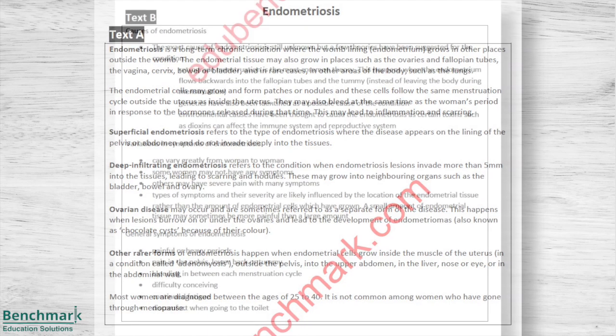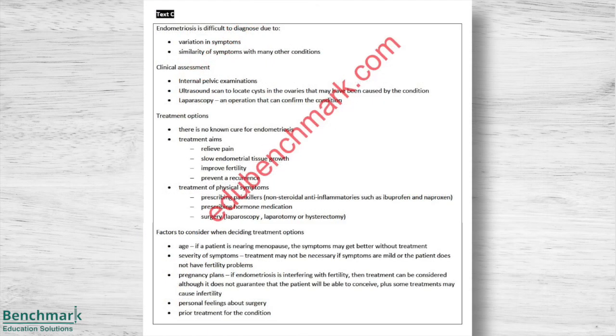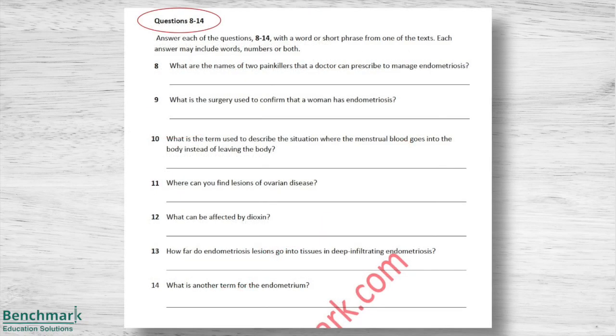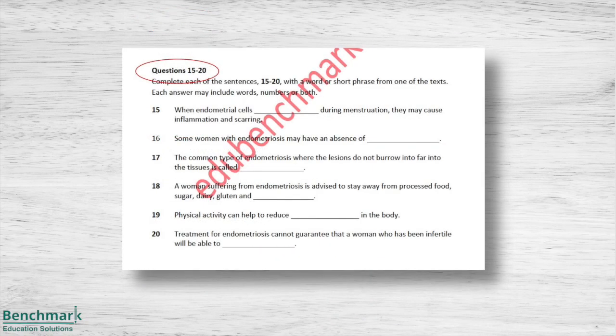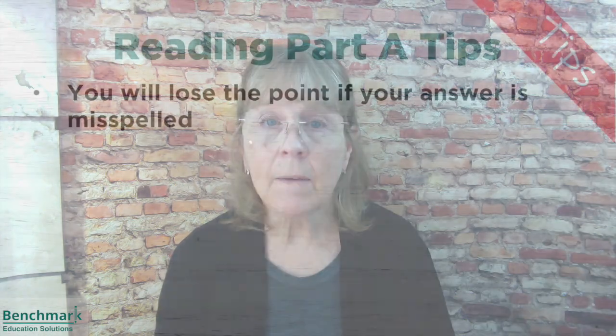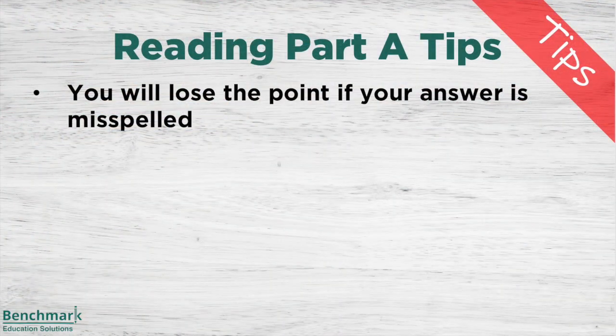Let's look at some samples of texts A, B, C, and D. Pause the video if you like and take a closer look at them. Now here's a sample question paper where you'll write your answers in the appropriate spaces using a 2B pencil. So be careful with spelling. Since these texts may not be specific to your profession, they may contain information that you're unfamiliar with.